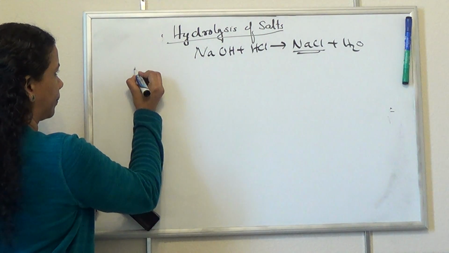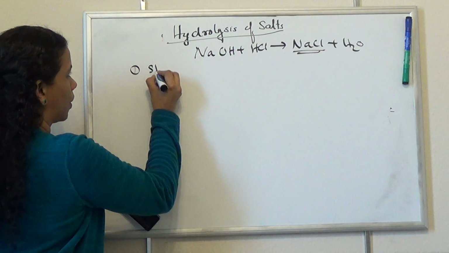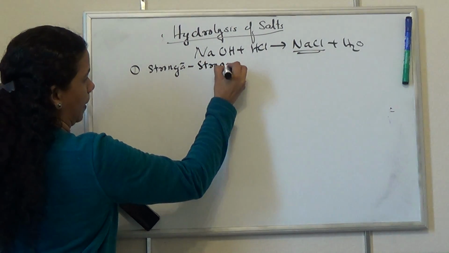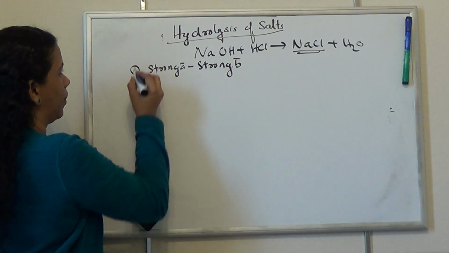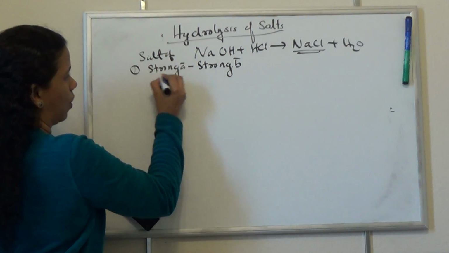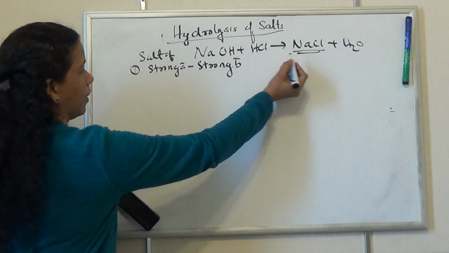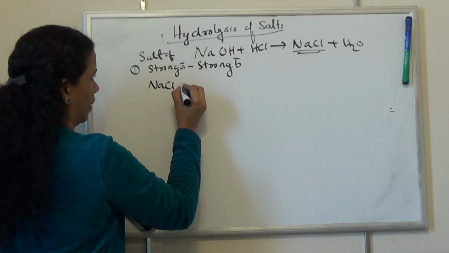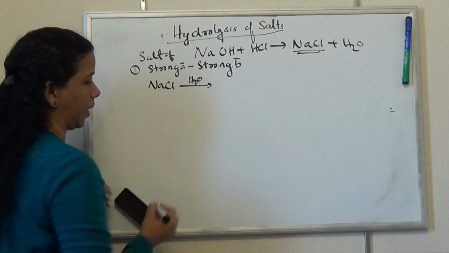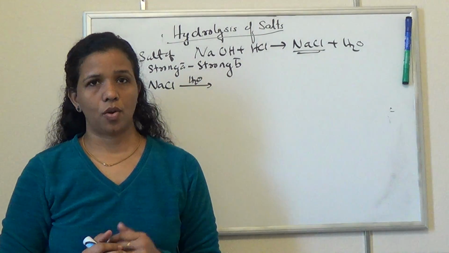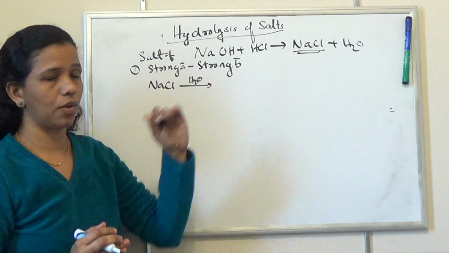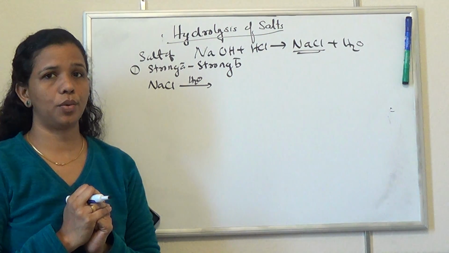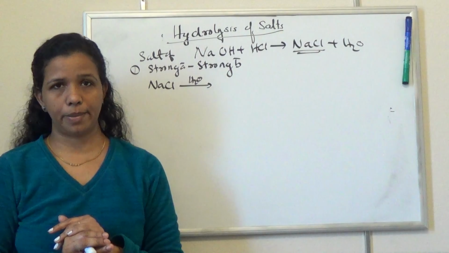First one is salt of a strong acid with a strong base. We'll take this example. NaCl is the example. So during the addition of water, two things may happen. One is they can hydrolyze into acid or base, or they will simply be hydrated and remain in the solution. They will not form acids or bases.